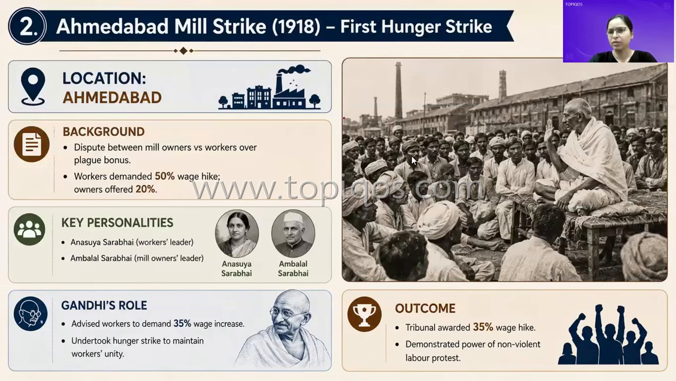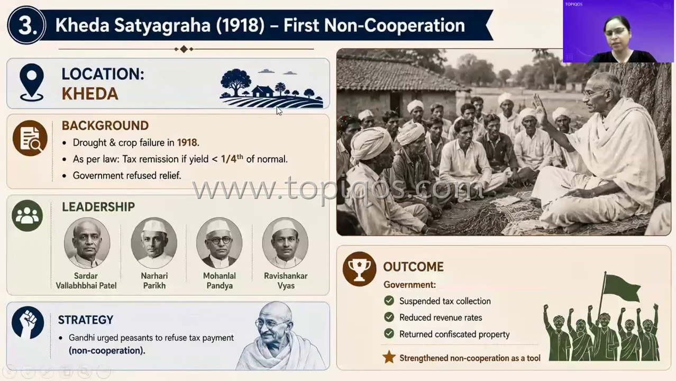Now let us cover the last satyagraha, the Kheda Satyagraha. Kheda district, in Gujarat, was gripped with droughts, and there was a crop failure in 1918. You need to remember the sequence: first is Champaran, then Ahmedabad, and then Kheda. Remember this sequence. The location was Kheda, again Gujarat we are talking about. So here there was a drought and crop failure.